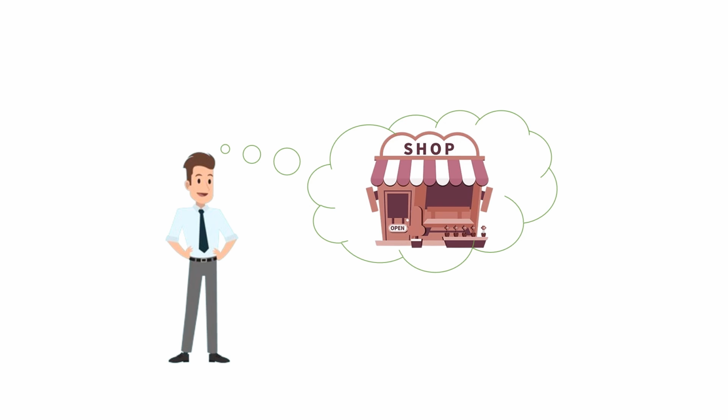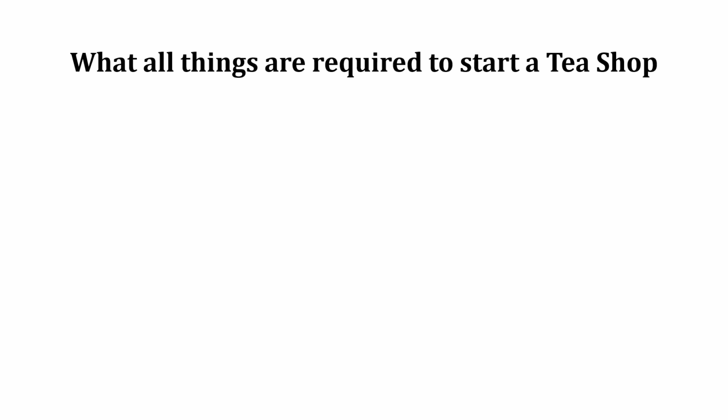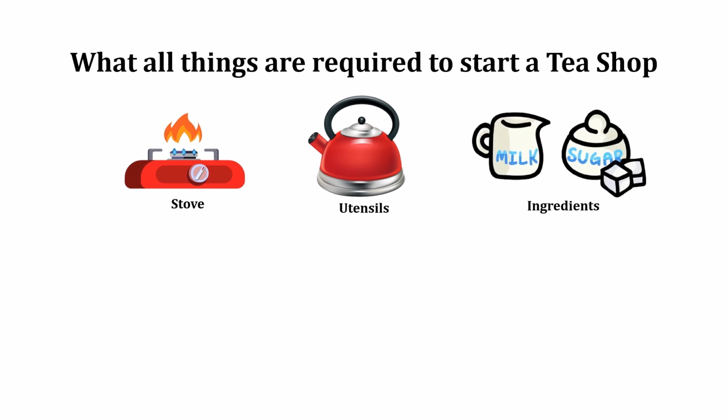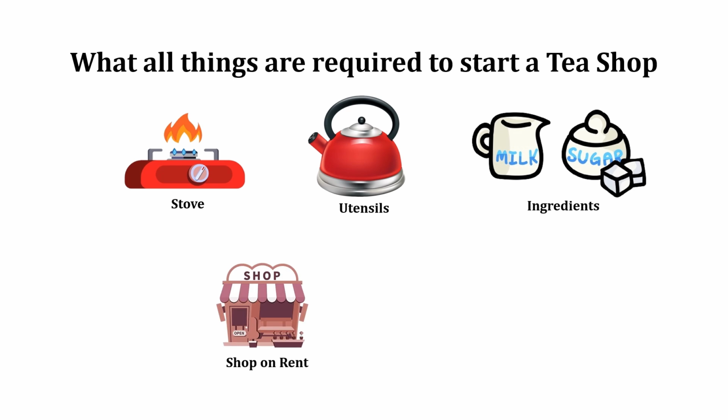Now that you know everything about the tea business, you start thinking about how to start it. First question which comes to your mind is, what all things are required to start a tea shop? The first is stove to boil the tea. Second are utensils to hold and distribute the tea. Then there are ingredients like milk, sugar, tea powder. Then you also need a shop, but in this case you will take a shop on rent to run the business. And then you realize, hey, I also need a capital to make all these purchases, and you figure that you will need rupees 50,000 to start this business.